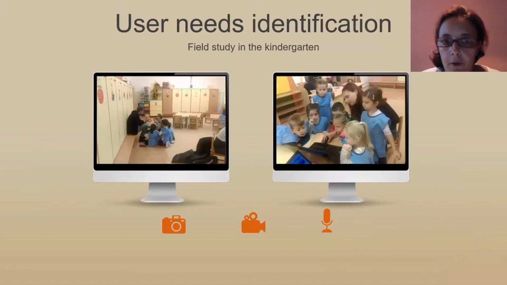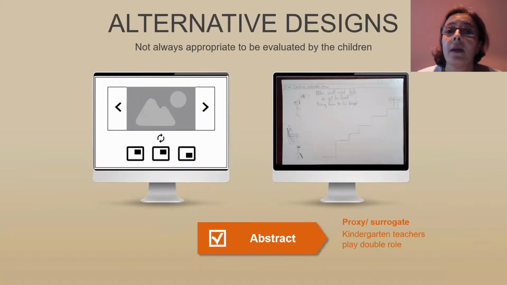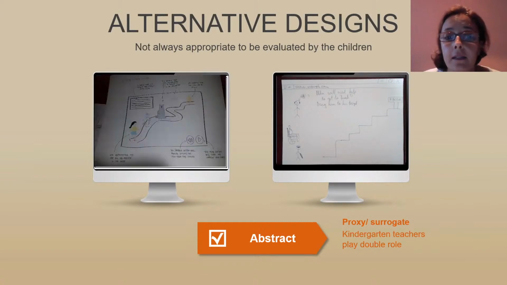As you may see, we have performed user needs identification by using field study in the kindergarten and getting used with our little users and understanding their capabilities and limitation. Then, as I have told you, in the alternative design, we have confronted with abstract representation, and in these steps, we have considered the replacement of children in the design process with the kindergarten teacher, who were used as surrogate or proxy for our small users. There were situations when we could involve also the kindergarten teacher when the design team members were talented computer scientists.